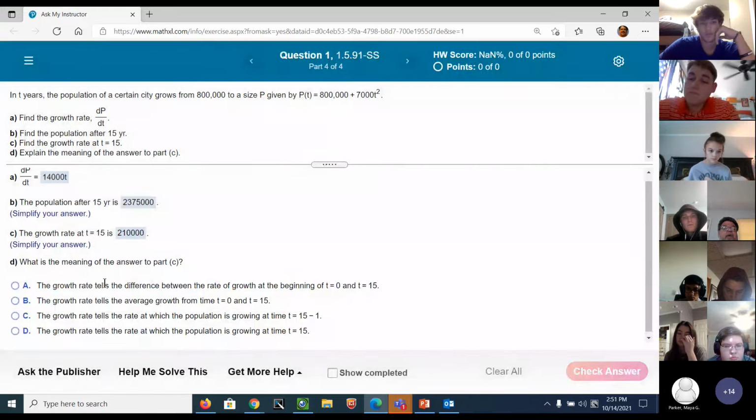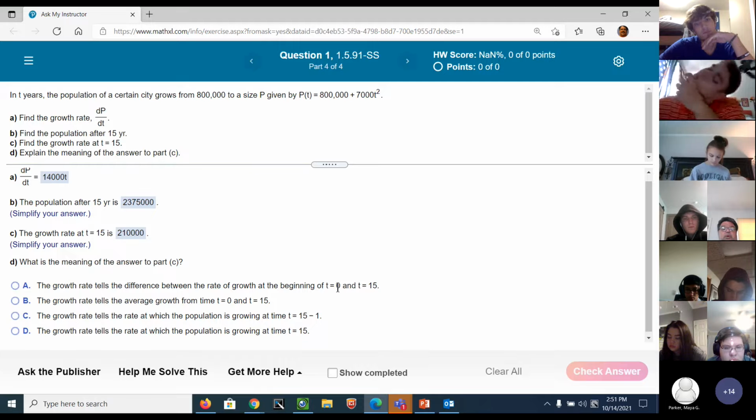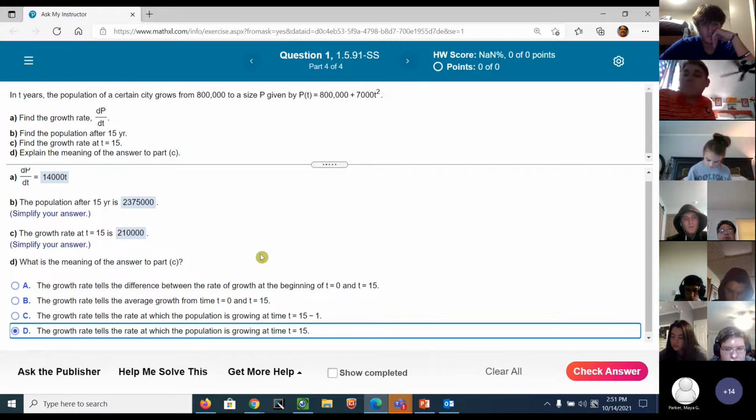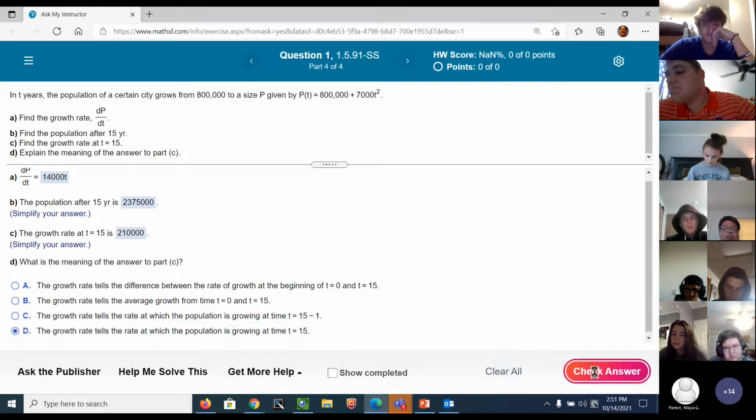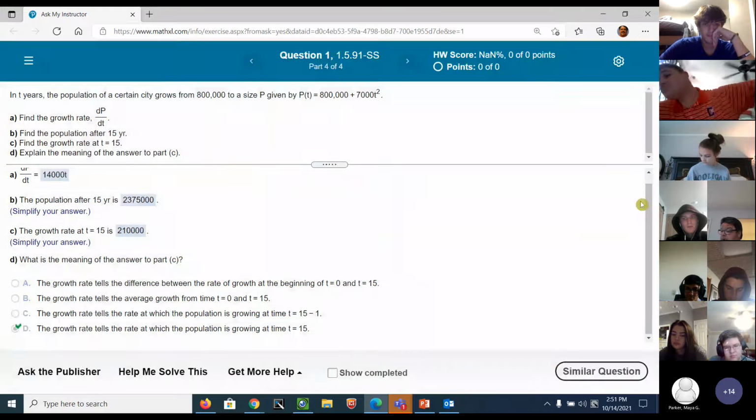What is the meaning of the answer in part C? It's growing at 210,000. The growth rate tells which population growth at T is 15. I believe it's delta, but this is one of those Philadelphia lawyer questions, so it might be Z for all I know. There we go.